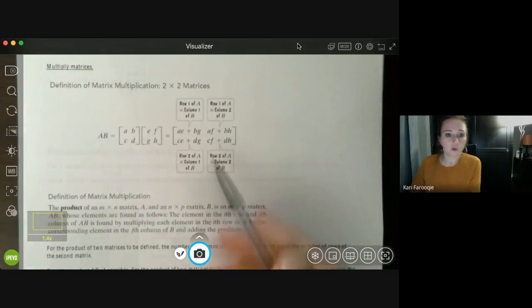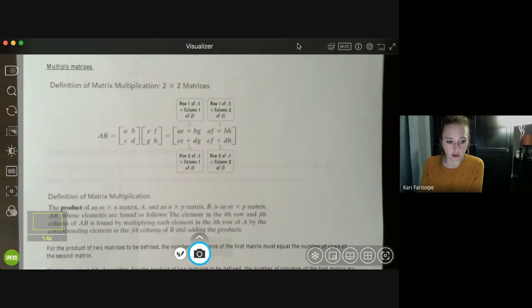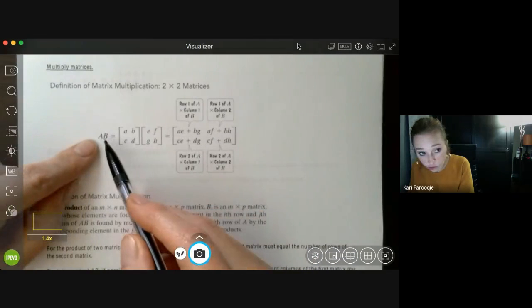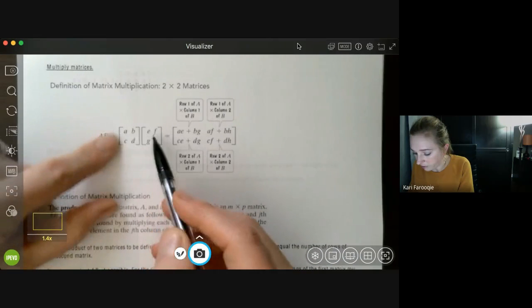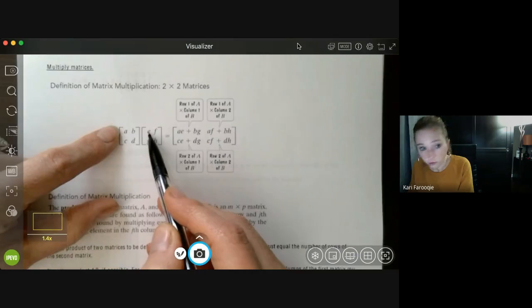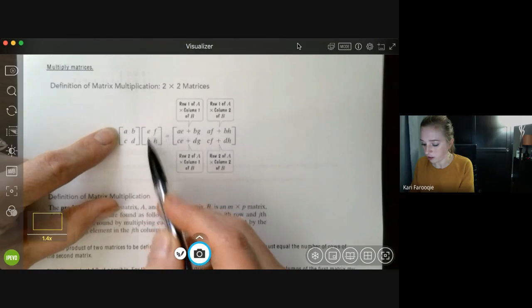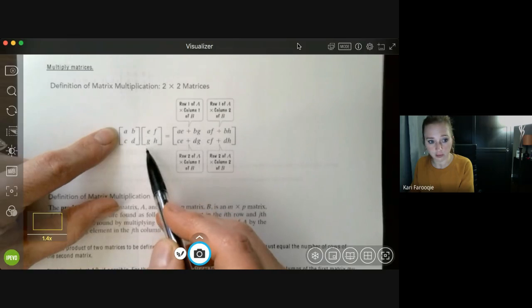Now, when I show students matrix multiplication, I don't even give definitions. I just say, watch me do this, and I do it a couple of times until you feel like you get the hang of it. What you're going to do is multiply 2 matrices by taking the first row of the first matrix and multiplying it by the first column of the second matrix and adding up the products that you're getting.